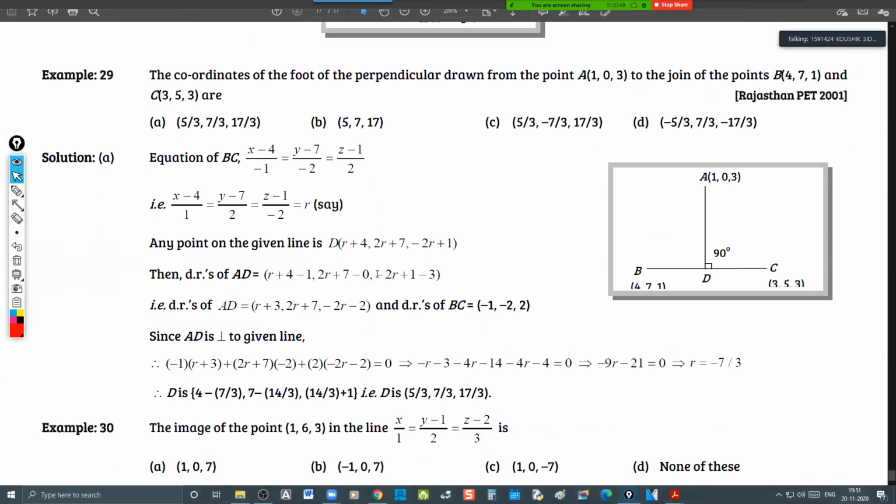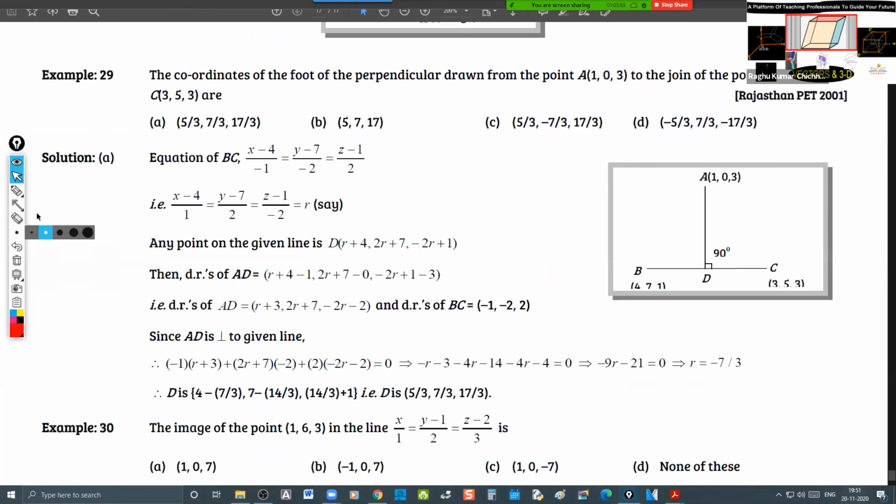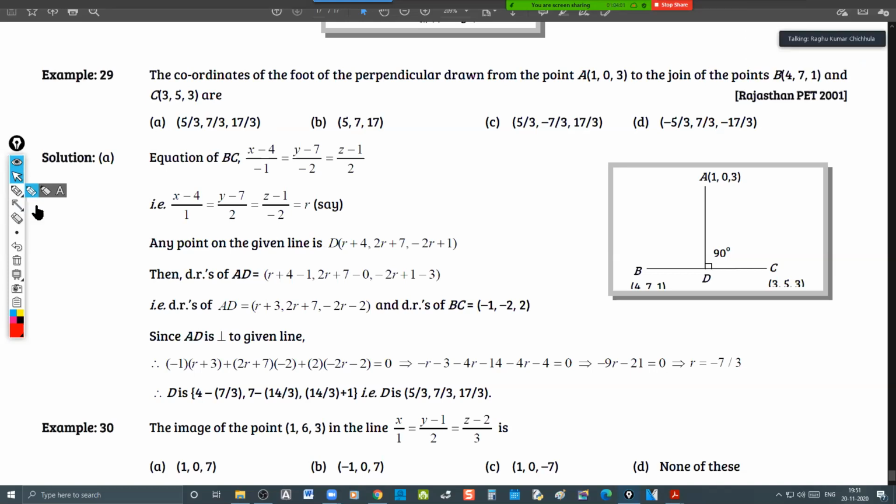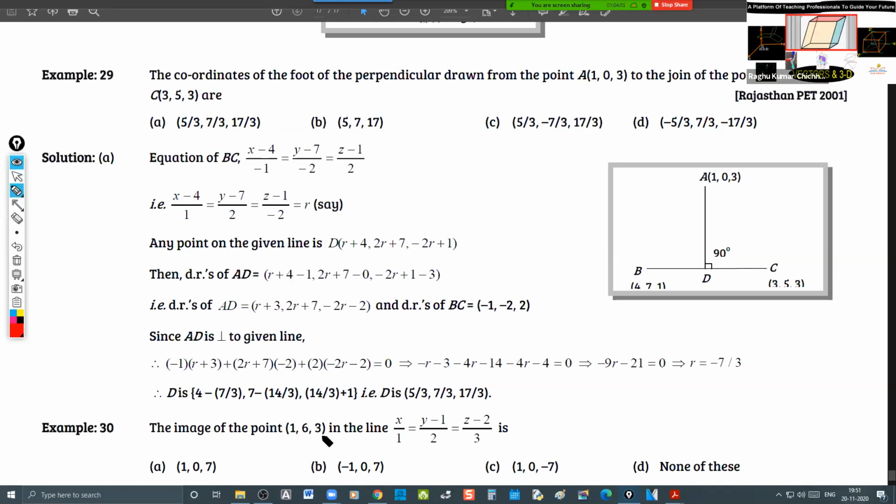Yes, sir. Now, here also, first of all, I'll explain the cross verification first, and then we'll go for the method, because we did the method. Now, this is the line given: the image of the point 1, 6, 3 in the line x by 1, y minus 1 by 2, z minus 2 by 3.